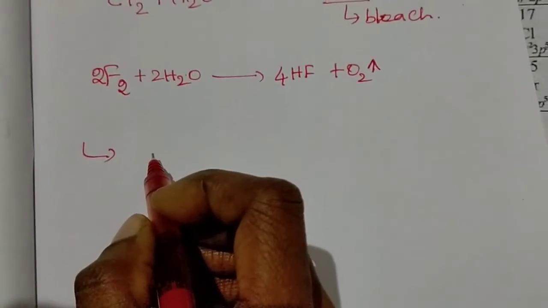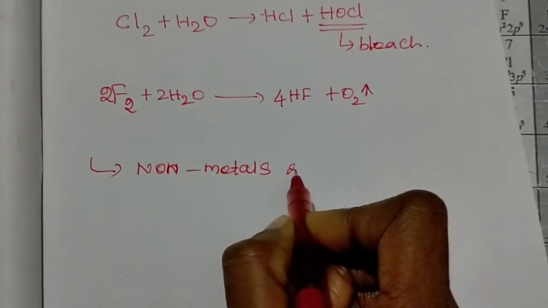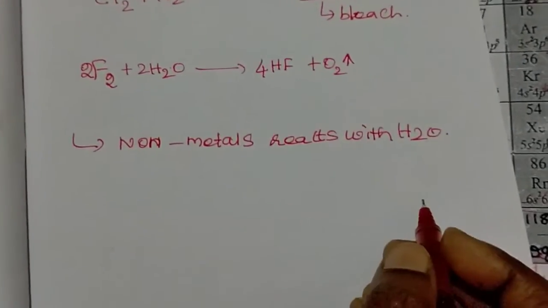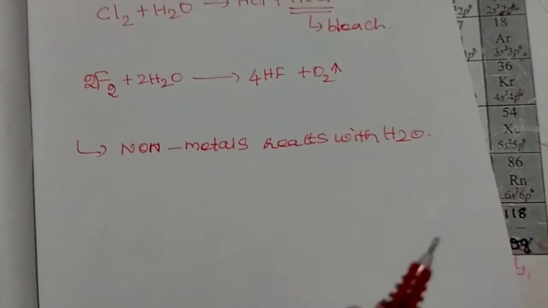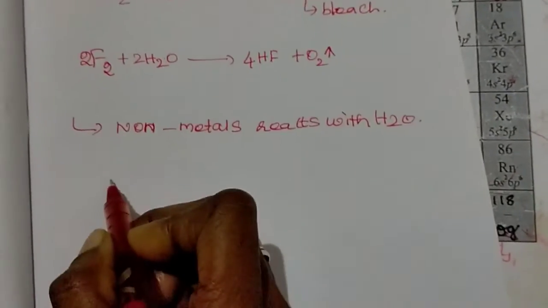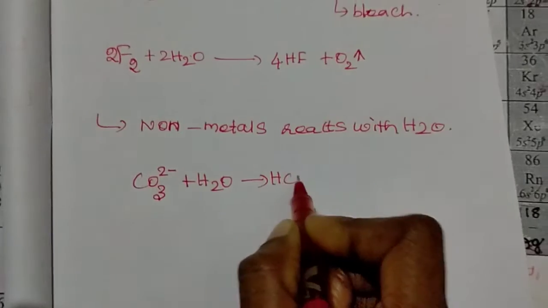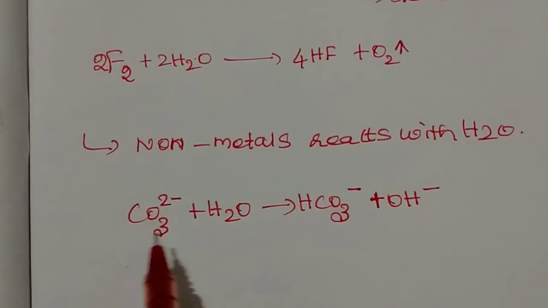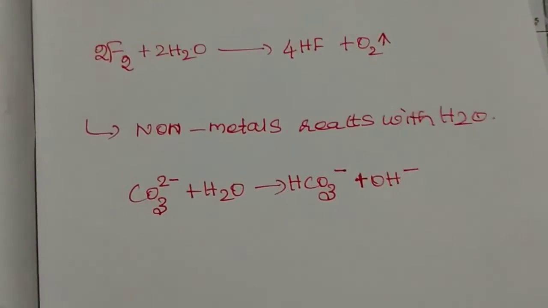Next, chemical properties. Non-metals react with water and give an acidic solution or an alkaline solution. So non-metal compounds react with water and can produce acidic or alkaline solutions. For example, carbonates are slightly alkaline. If you treat a carbonate salt with water, it can produce HCO3 minus and OH minus. So this is an alkaline solution, because this non-metal carbon with oxygen, combined with water, produces an alkaline solution.